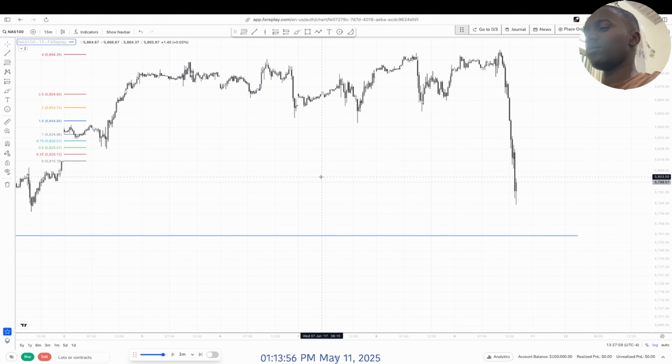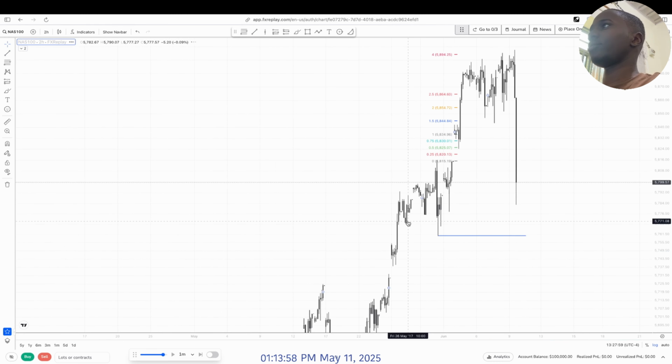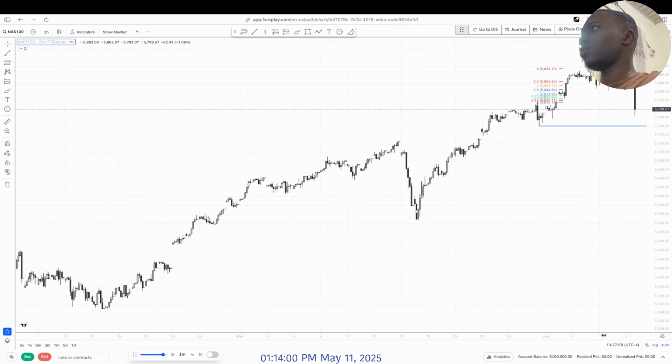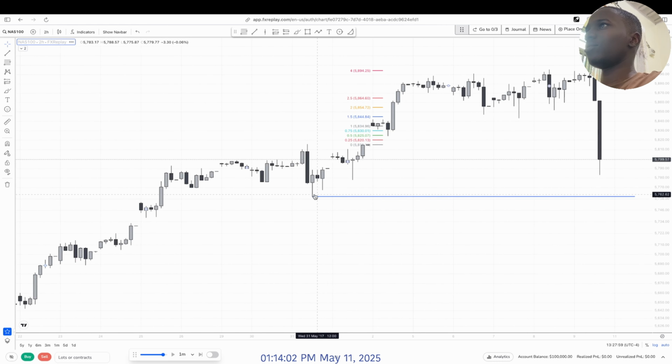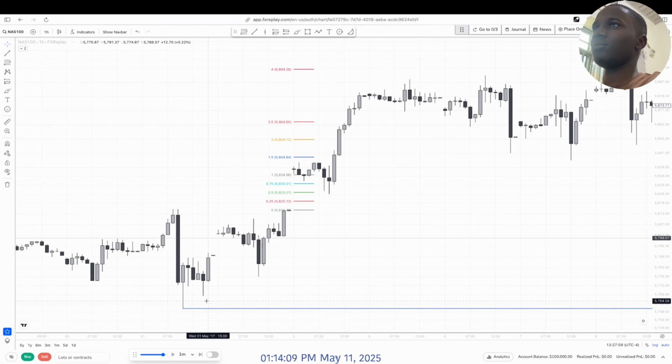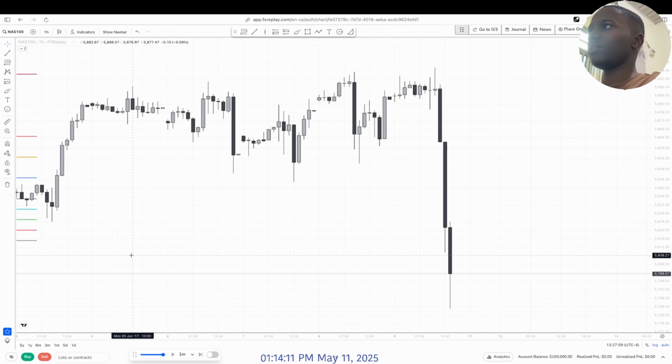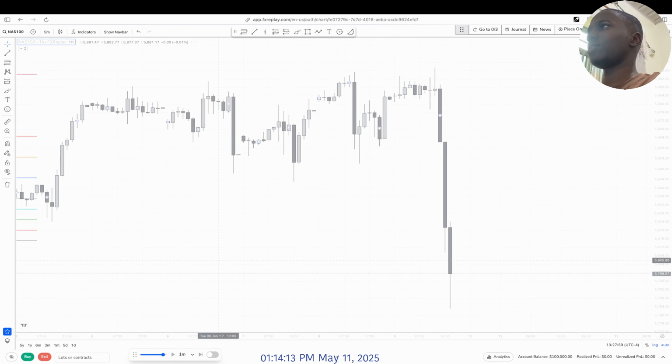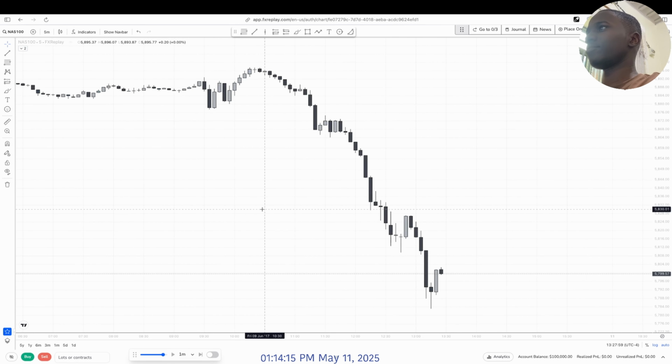This is the 2 hour. You can see that this is a significant low, and this is a very big order block. So on the 1 hour, it's broken down. This is a very significant low, so it might have some liquidity the market will be targeting. So let's see if it reaches there.